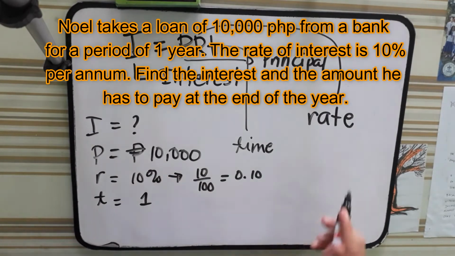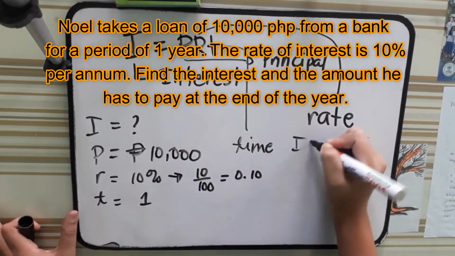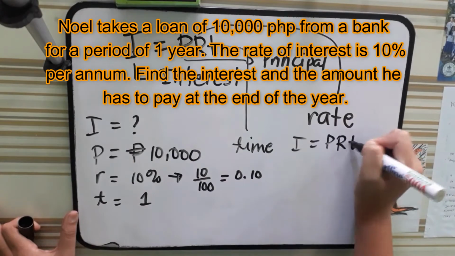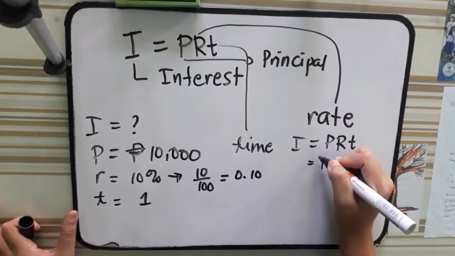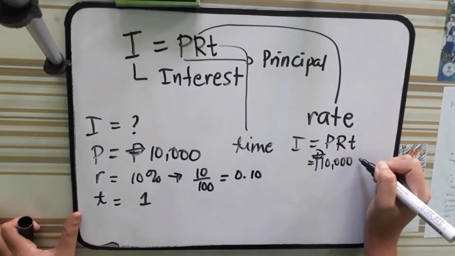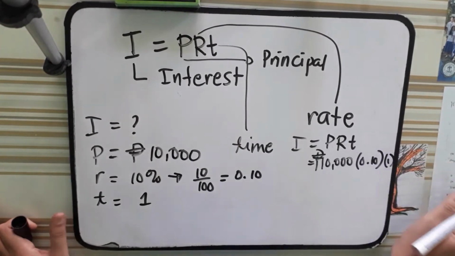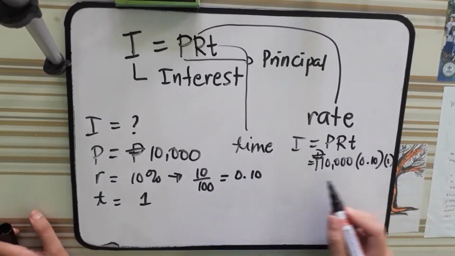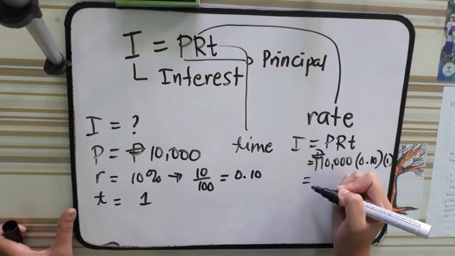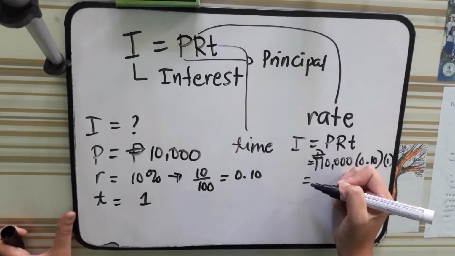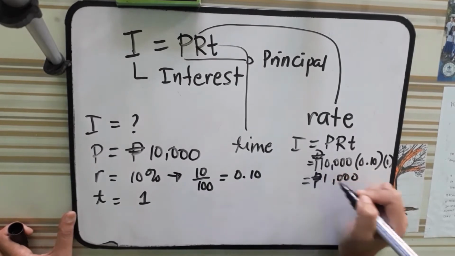Now, after that, we need to substitute the given into the original formula, which is I = PRT. So, P is 10,000 times our R, which is 0.10, and our time, which is 1. After that, we need to get the product of 10,000, 0.10, and 1. So, the answer here is 1,000 pesos. Meaning to say this is the interest.